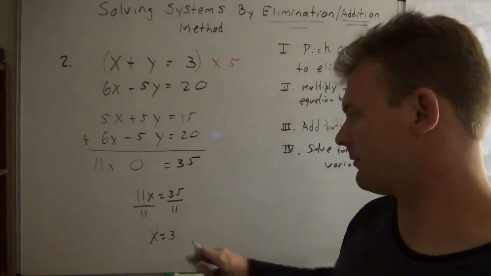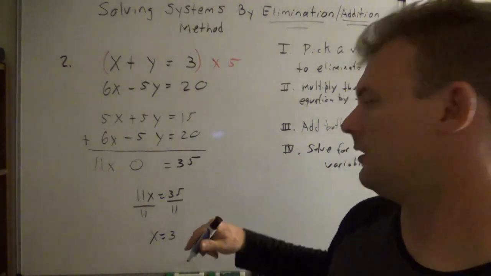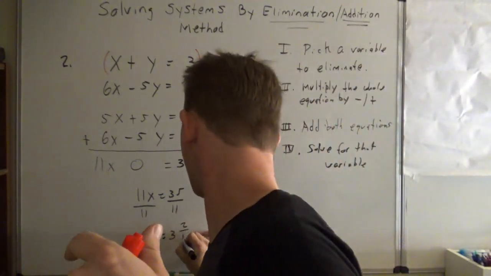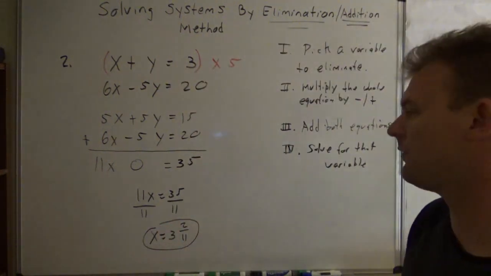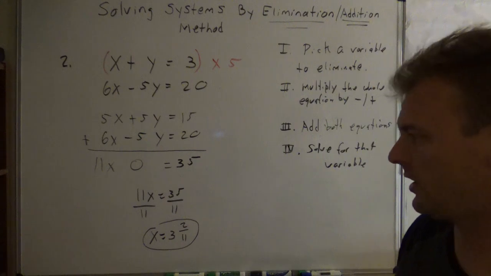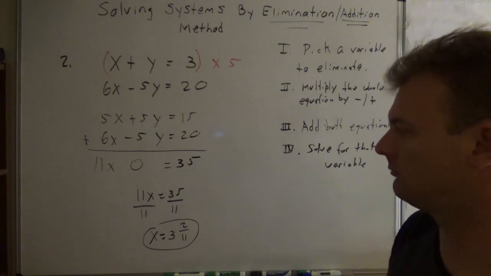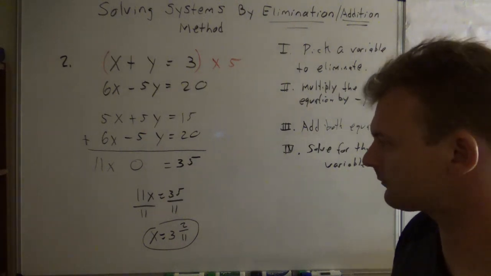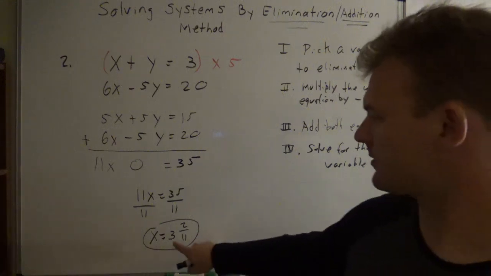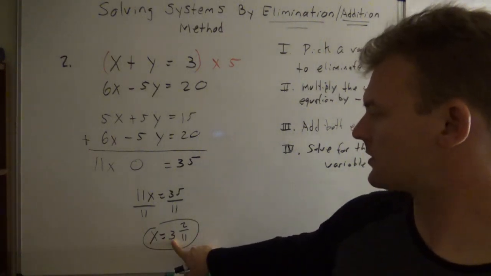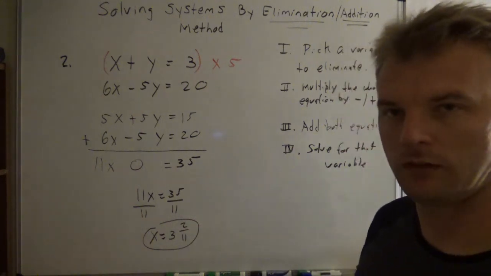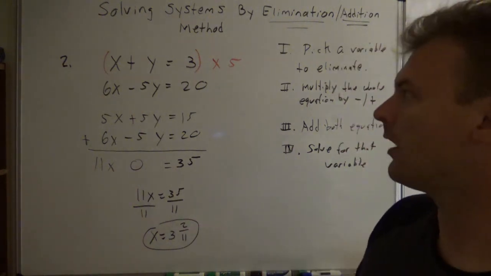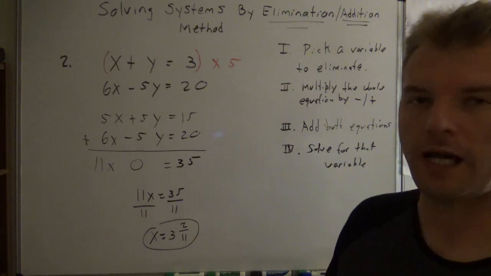So this is 3 and 2 over 11. So 3 and 2/11, which is going to be 35 over 11, because 11 times 3 is 33, plus 2 is 35 over 11. Cool. That's for x. Well, we have to get y.